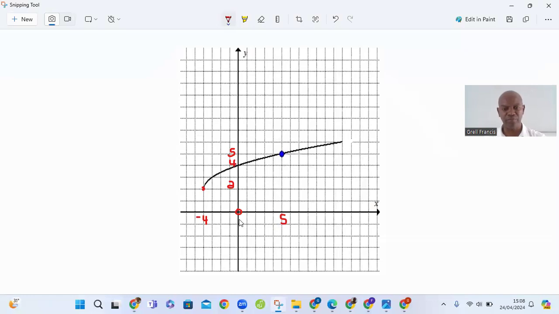So we're looking for 12. 1, 2, 3, 4, 5, 6, 7, 8, 9, 10, 11, 12. So that's where 12 is. And let's see how high we have to go up. 0 on the x-axis, 1, 2, 3, 4, 5, 6. So f of 12 is equal to 6. So that is the answers for part 1.